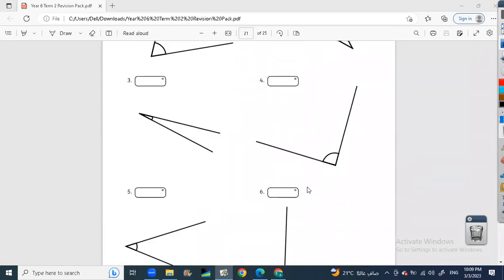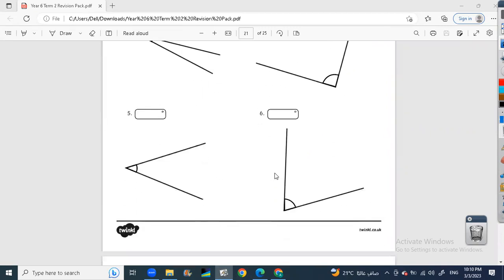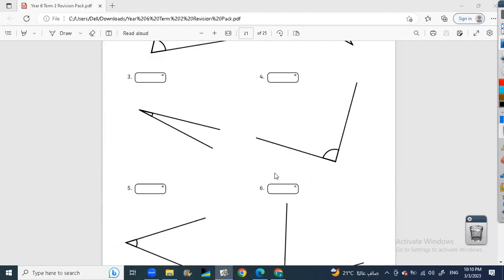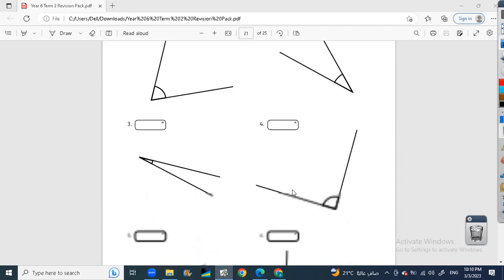And make sure, because on the protractor you're going to have two numbers. Make sure if this is an acute angle, then you choose the number that is less than 90. If it is an obtuse angle, we don't have an obtuse angle over here, but if it is, then definitely you're going to choose the number that is greater than 90.